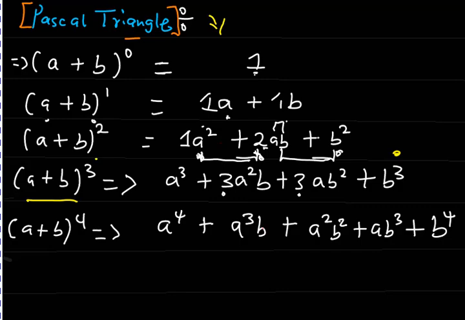So now let's see how we get the coefficient of each of these terms. So the coefficient of this is going to be the sum of these two terms. 3 plus 3, which of course is 6. Okay, so that is it.